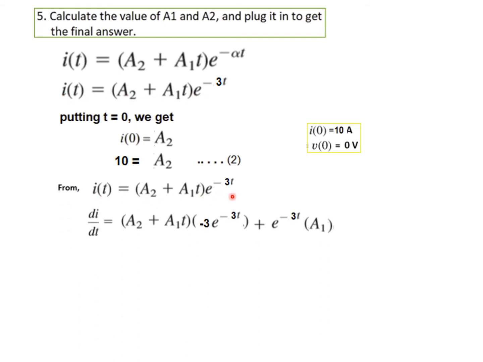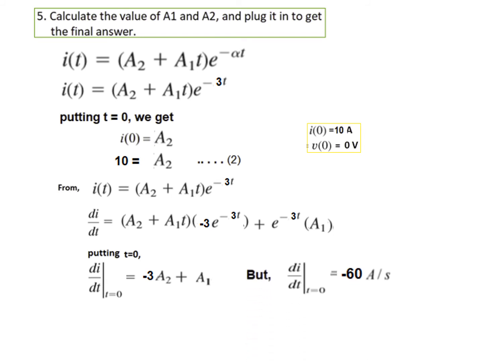Then the second step is that we need another equation, so we differentiate this. And again, this is a product term, so I hope you recall: the first term times the differentiation of the second term, plus the second term times the differentiation of the first term. Put t equal to 0 here, and the equation becomes minus 3A2 plus A1. We had also calculated the value of di/dt, which is minus 60, so we'll plug in that value here.